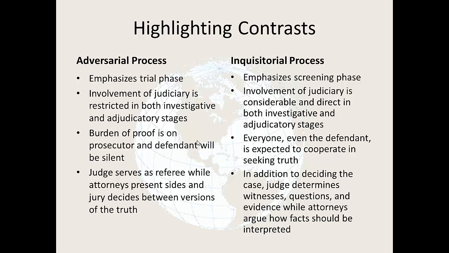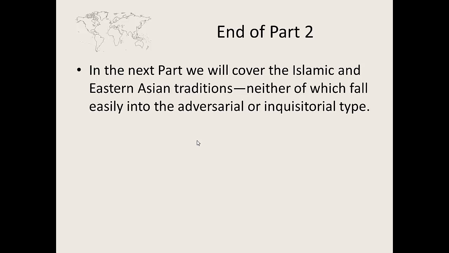Under the adversarial process, the judge serves as a referee, the attorneys present sides, the jury decides, or if it's a judge or bench trial, the judge decides between the two versions of the truth. Under the inquisitorial process, in addition to deciding the case, the judge will also, as I said, determine which witnesses will be asked, what questions will be asked, what evidence will even be presented, and will also make a summation that argues how the various facts should be interpreted.